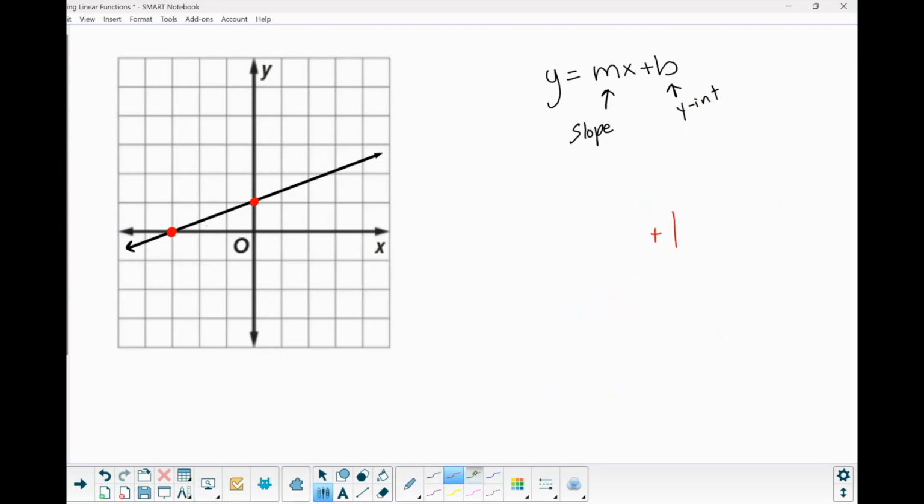So I'm going to count my rise over run. I'm going to go up 1. So we're going up 1 over 1, 2, 3. Over 3. And now I can bring down my x, which is always going to be the same, and my y. And there we go. There's our equation, and that's it for today.